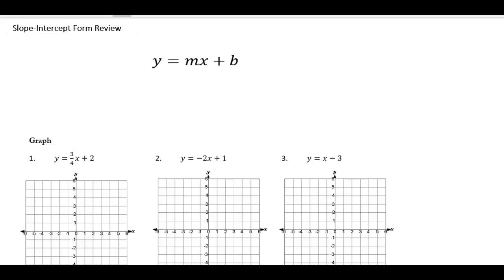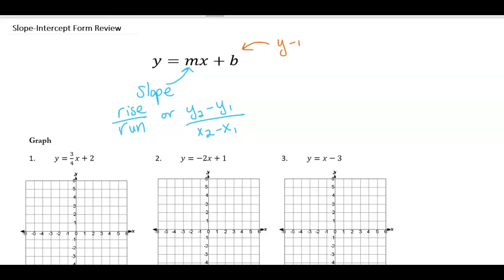Okay, so remember m represents the slope, and there's two ways to find slope. You could do rise over run, or you could do the slope formula, y2 minus y1 over x2 minus x1. We will have to do a little slope formula later, not so much in this lesson. And then b, remember, is your y-intercept. And this is where it crosses the y-axis, and so this is where you start.